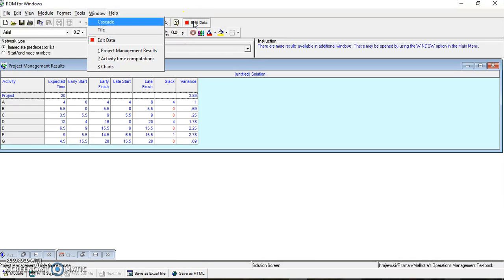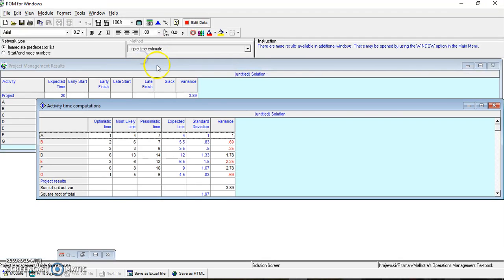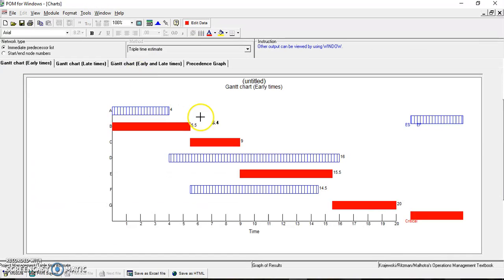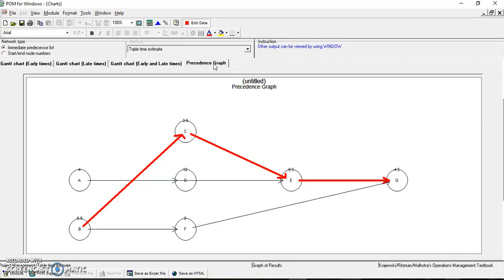All right. Now, I have these different charts showing up. I want to do the activity time calculations. That's that one. We'll go into this one in a little bit more detail, but let's switch for a moment back to the charts. There's the chart. There's the Gantt chart showing that the expected time is 20 days. If you look over here, expected time is 20 days. A precedence graph. That's what that looks like. Critical path BCEG.